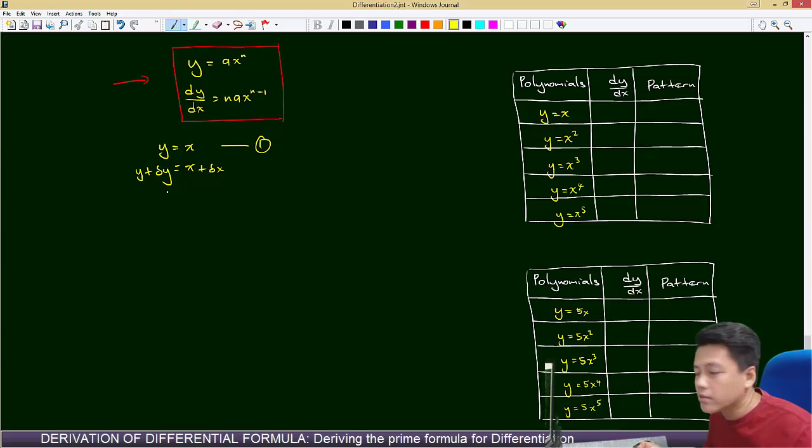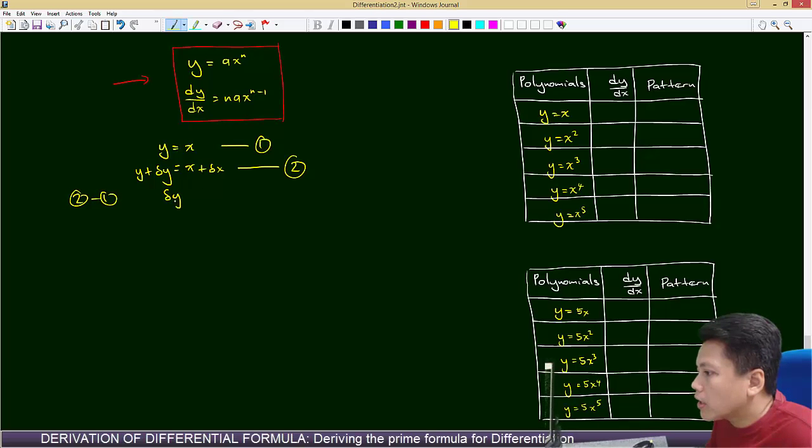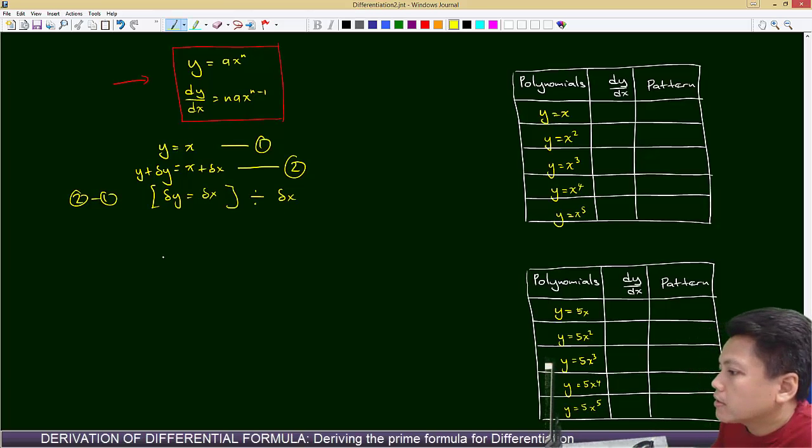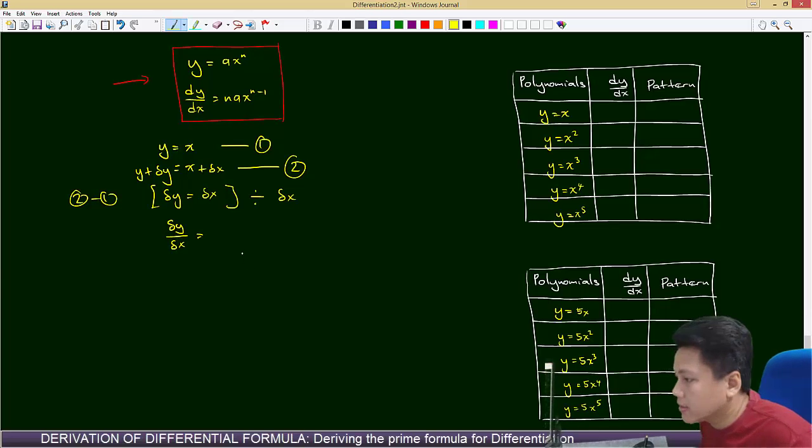We do not know yet the value of delta x, delta y, but in the end, we are going to use the limit method. We push delta x close to 0, become insignificantly small. Okay, let's go. So this is our equation 2. So equation 2 minus equation 1, then we have delta y equal to delta x, and everything divided by delta x because we want to get dy/dx in the end. Remember? Then delta y/delta x is equal to delta x divided by delta x. What do you get? 1.